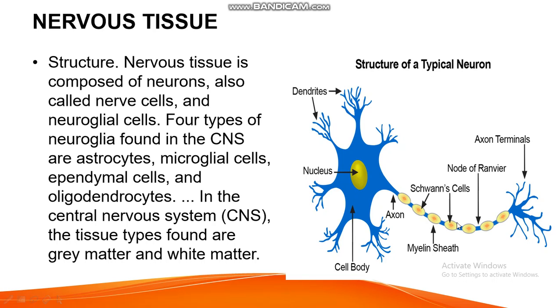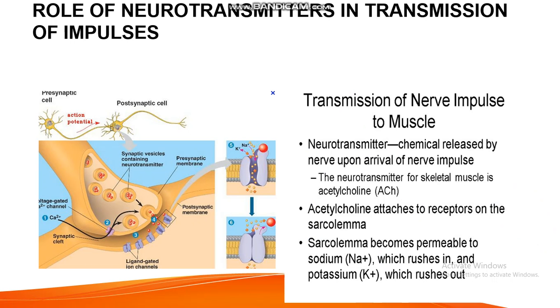The last tissue we're going to be talking about today is the nervous tissue. The nervous tissue is composed of neurons, or nerve cells, and neuroglial cells. Neuroglial cells are supporting cells of the nervous tissue. They are the microglia, ependymal cells, oligodendrocytes, and Schwann cells. Schwann cells and oligodendrocytes form myelin sheaths in the central nervous system and the autonomic nervous system.